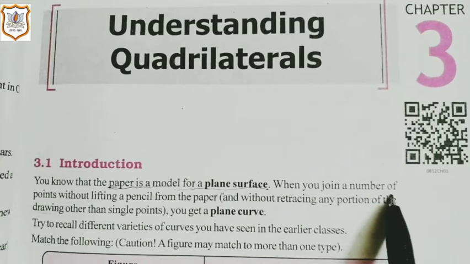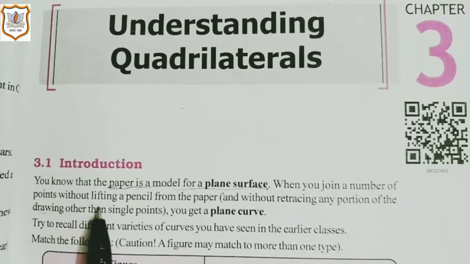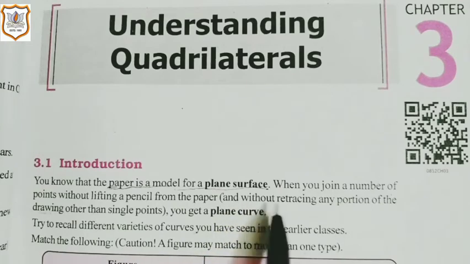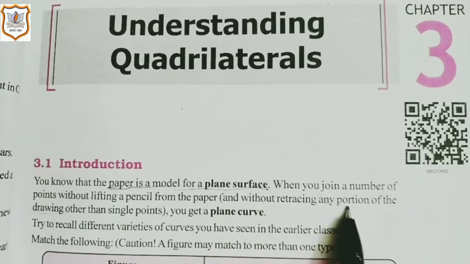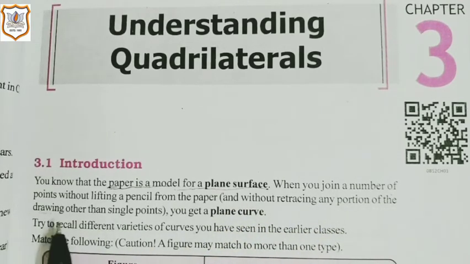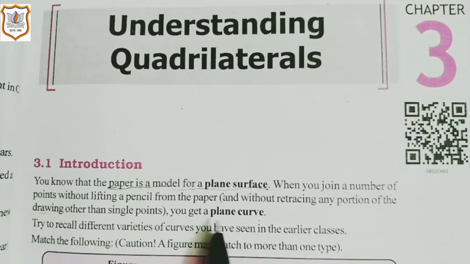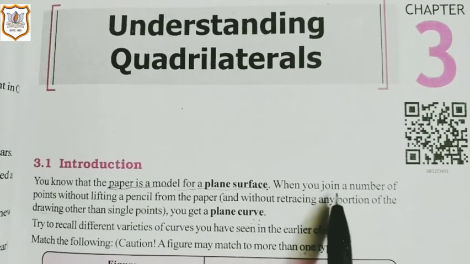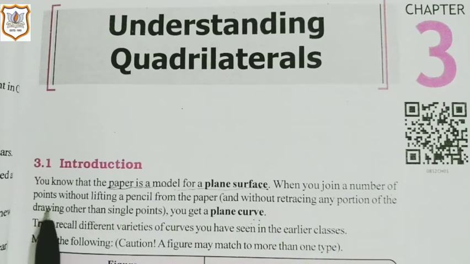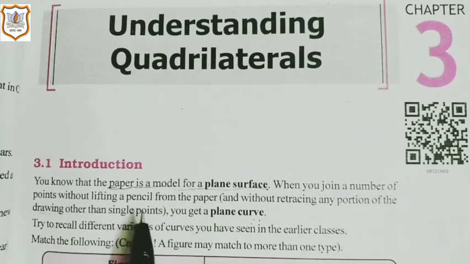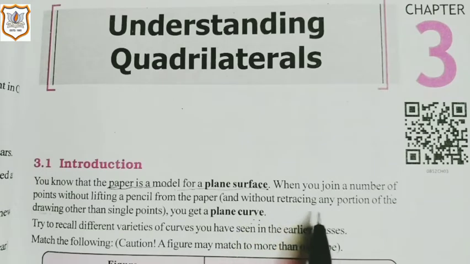When you join a number of points without lifting a pencil from the paper and without retracing any portion of the drawing other than single points, you get a plane curve. So students, what is a plane curve? A plane curve means you join a number of points without lifting a pencil from the paper and without retracing any portion.